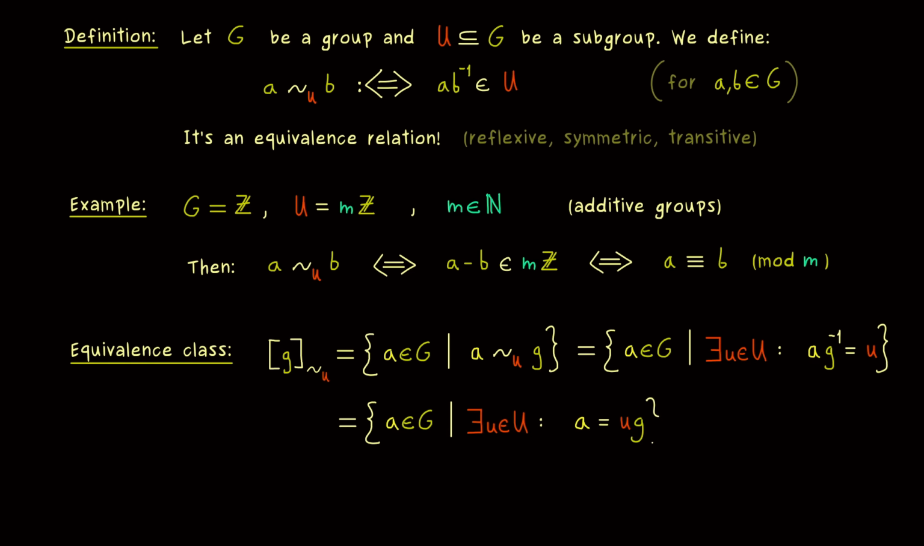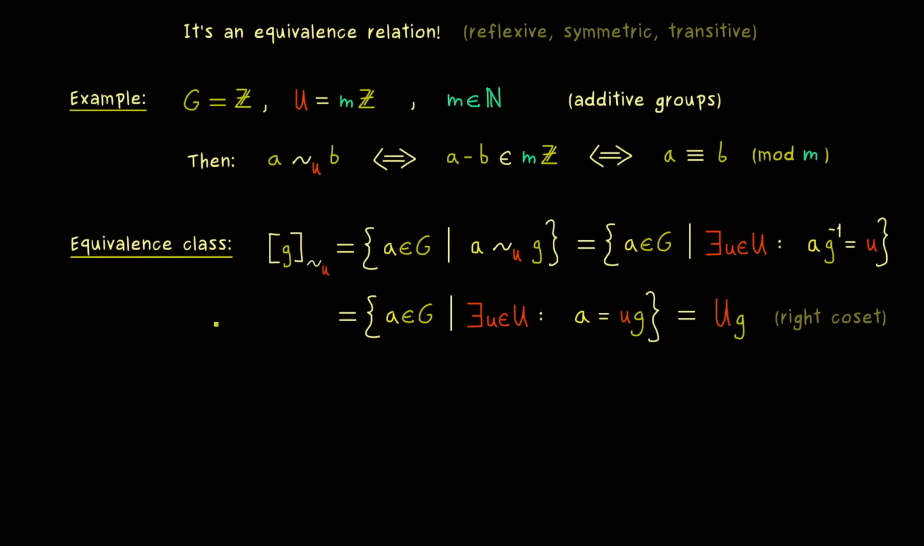And moreover, we also see that every a has the form u times g, which simply tells us that the whole equivalence class can be written as the right coset. So in short, we just have capital U times g. And there you might believe me that by defining the equivalence relation with the inverse on the left-hand side, we get the equivalence class as the left coset. Hence, in total, we just get that the right cosets and the left cosets can be written as equivalence classes.